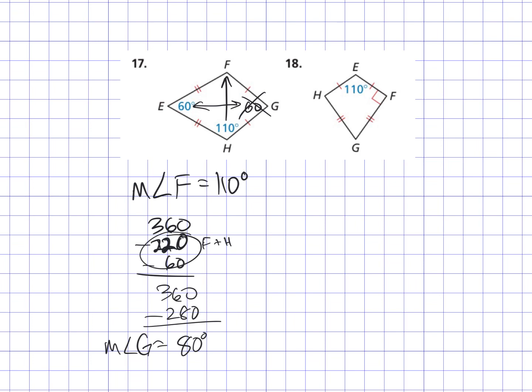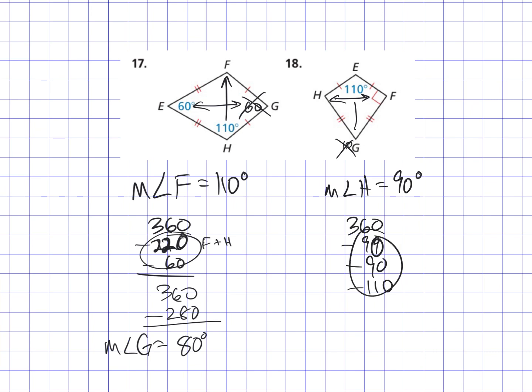Okay, again, H and F, those are the ones that are the same. So the measure of angle H must be 90 degrees. So how do we get G? G is not the same as angle E here. Do not say that that's 110 degrees. That's wrong. Okay, so you have 360 minus 90, minus another 90, minus the 110. So those three together, 290. So 360 minus 290. Or just use your calculator. Okay, and that is going to be 70 degrees. So the measure of angle G is 70 degrees.